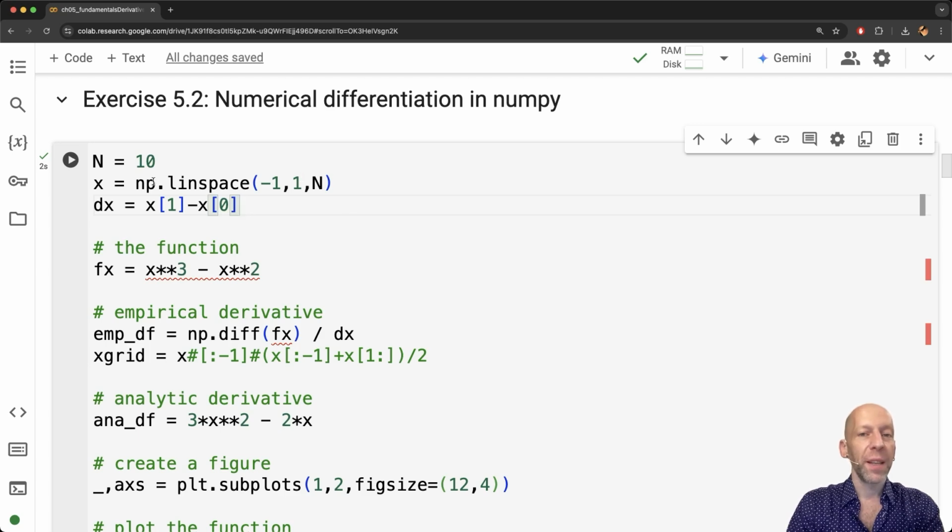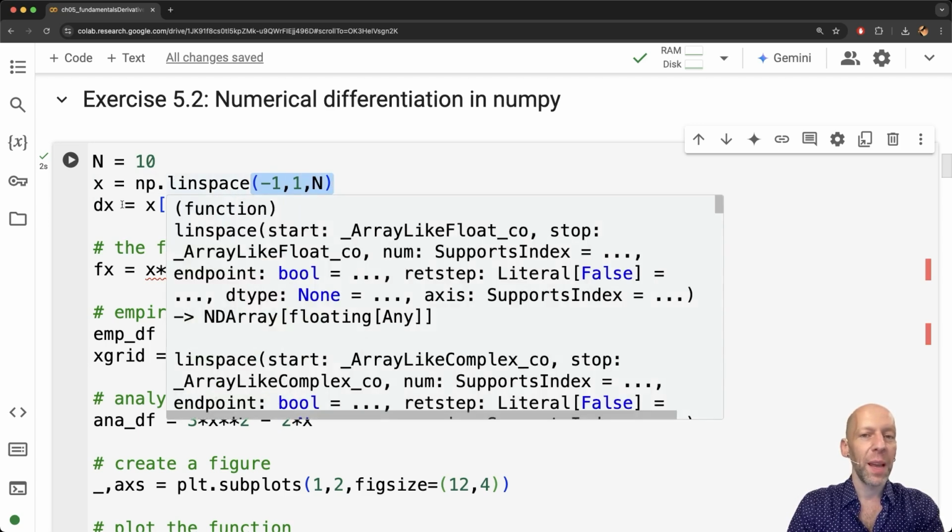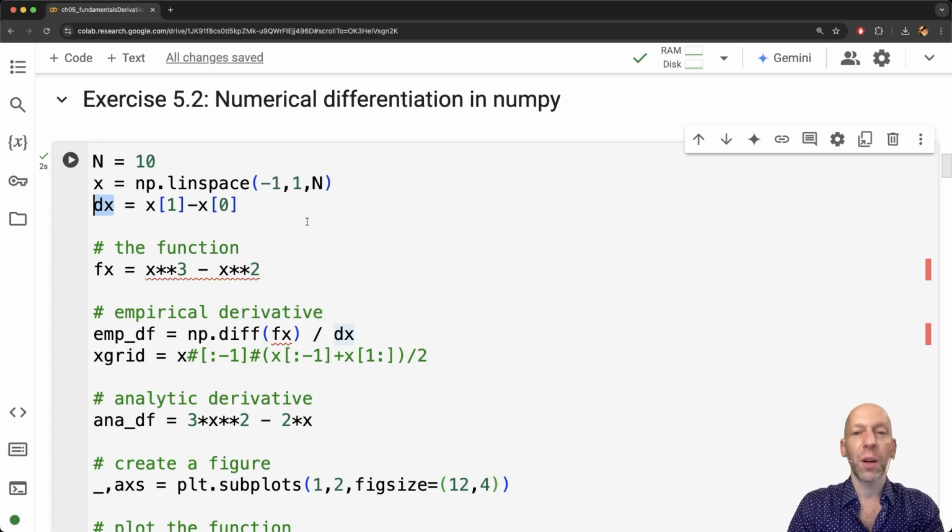So here I define the x-axis grid, -1 to +1 in 10 steps. And here I'm creating a separate variable called dx. This is delta x. It's the change or the grid resolution on the x-axis. And I'm just defining this variable for convenience, so I don't need to keep writing this out throughout the rest of the code. Okay, so here is the function.